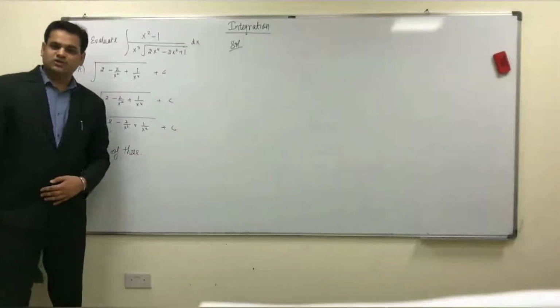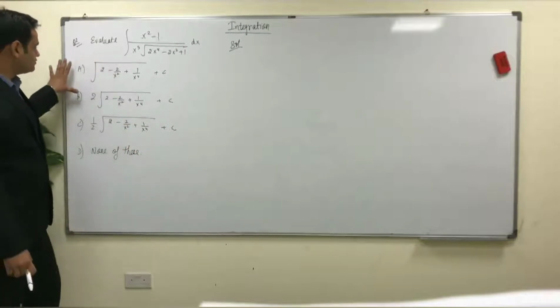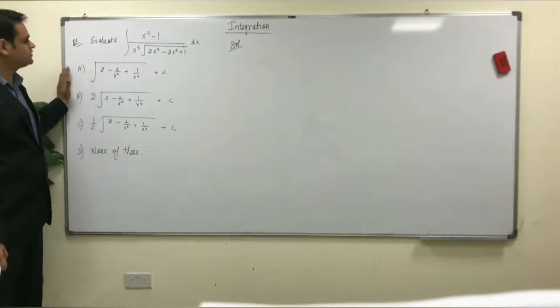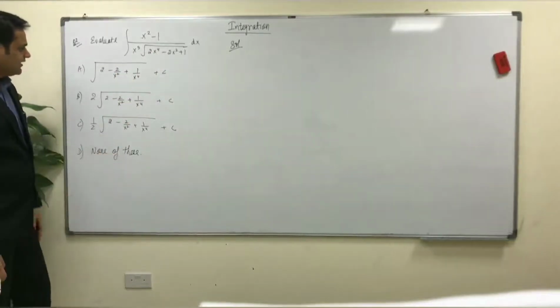We already discussed question number 1. Okay, now we'll move to the second question, which is again from an IIT question. It's a multiple choice question. So if you see, this is a question and we have 4 options. We need to find which is the right option.